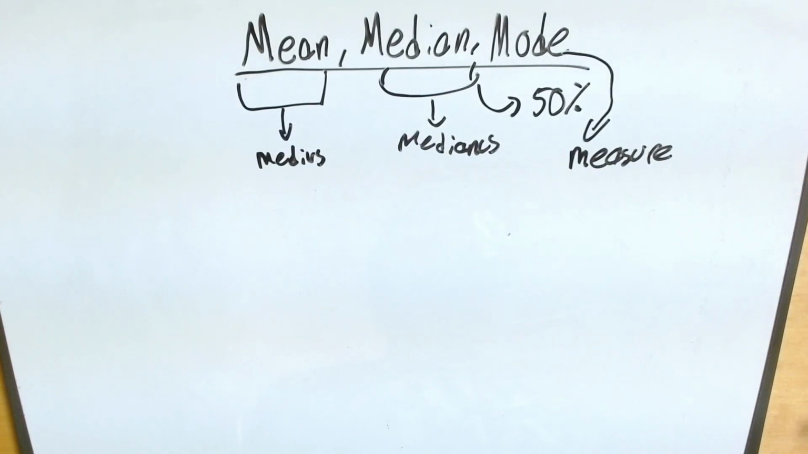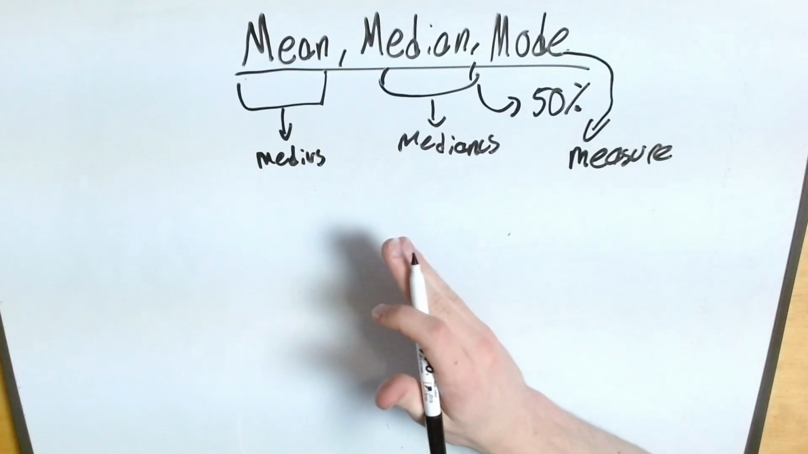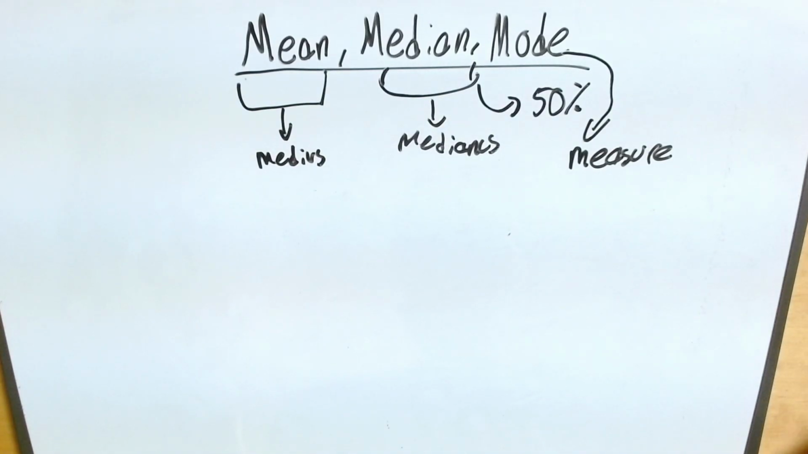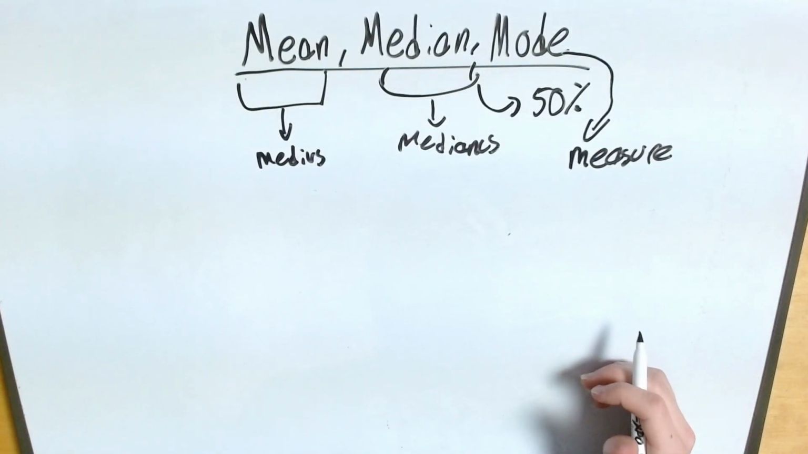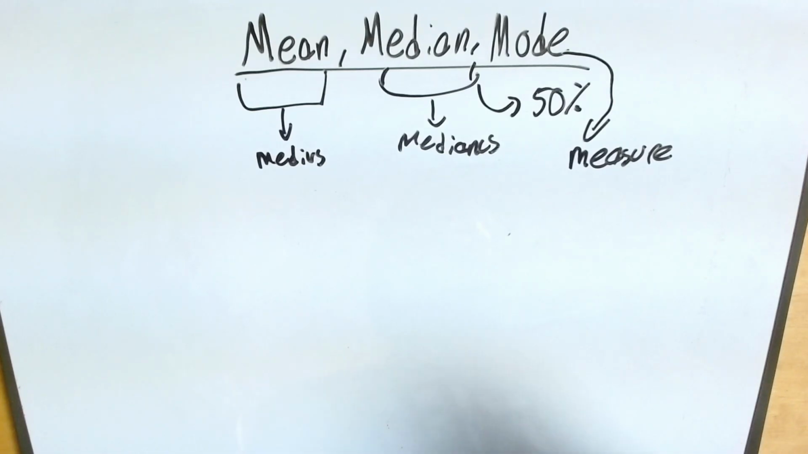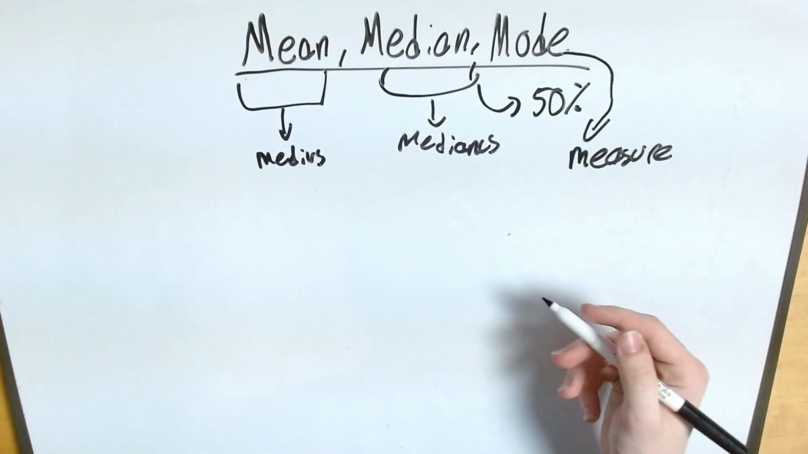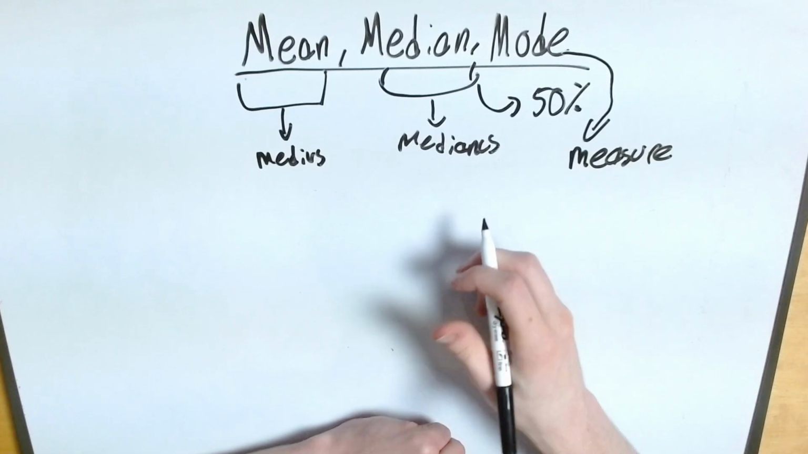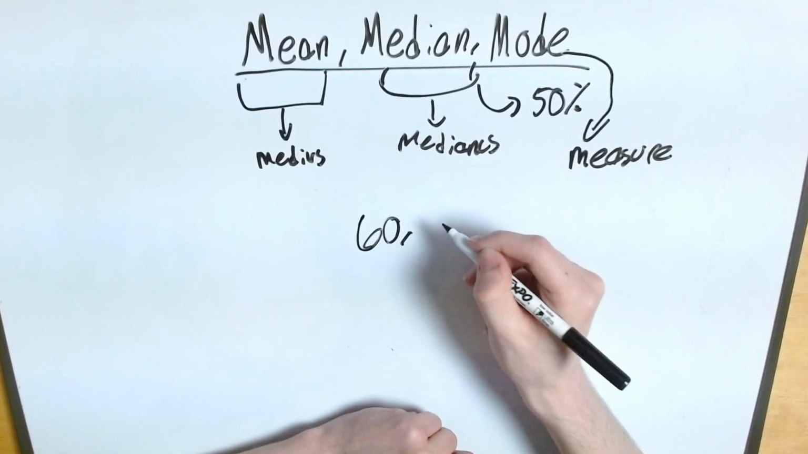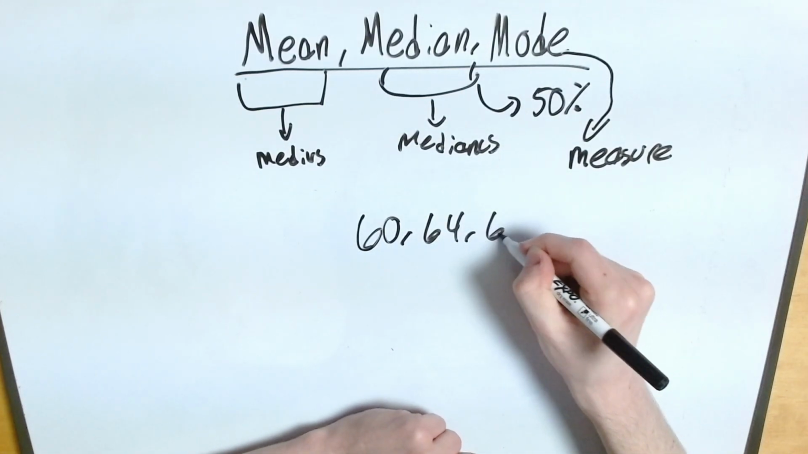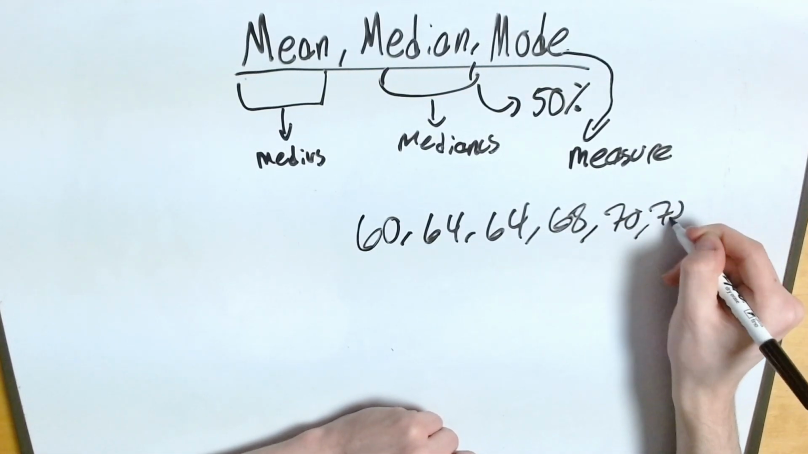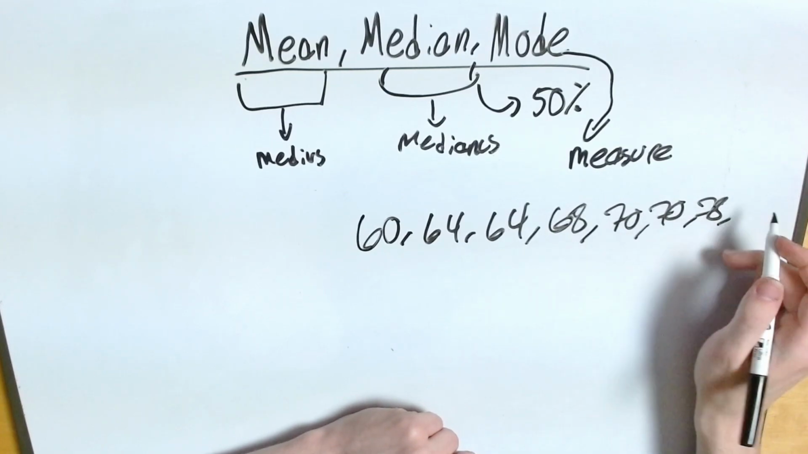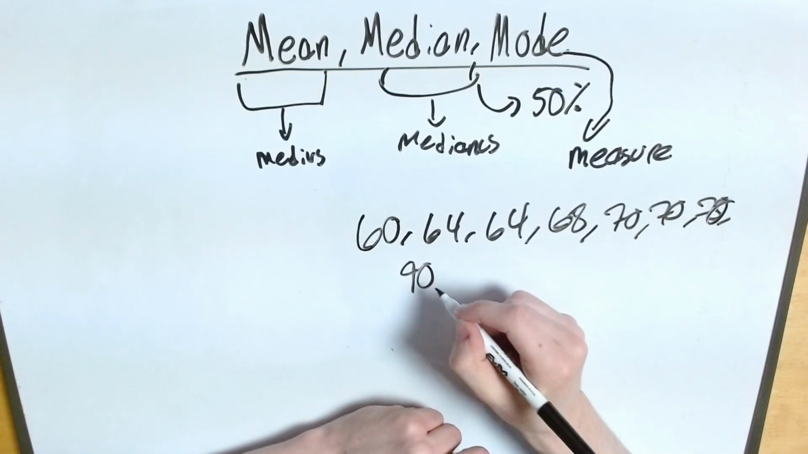Now, why does mode mean measure? Well, that's because we're not really worried about finding the middle value of something. No, we're trying to measure a specific quantity. In this case, the mode refers to the data value with the most number of occurrences. So let's go back to my height measure. Say I have 60 inches, and then 64 inches, and then 64 inches again, then 68 inches, and then 70 inches, 70 inches, 70 inches, and then 90 inches.